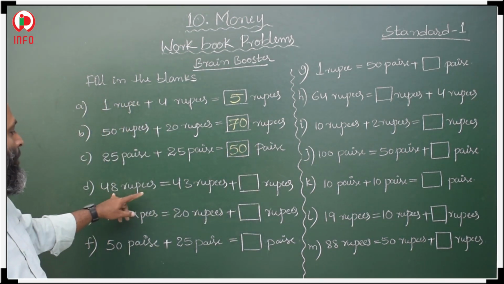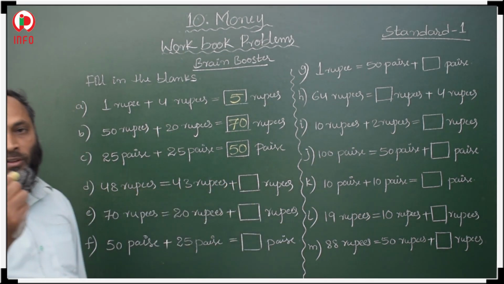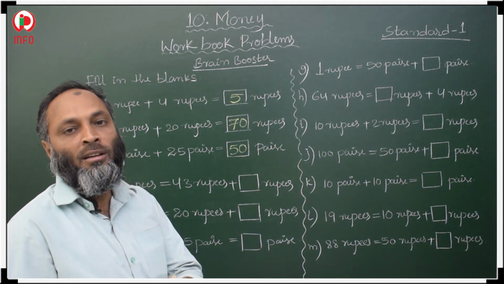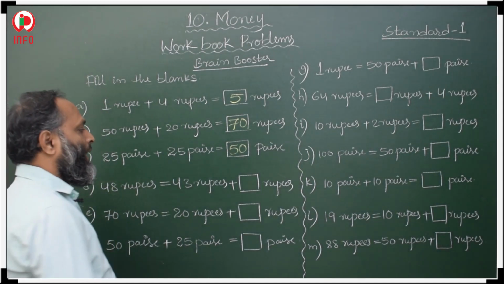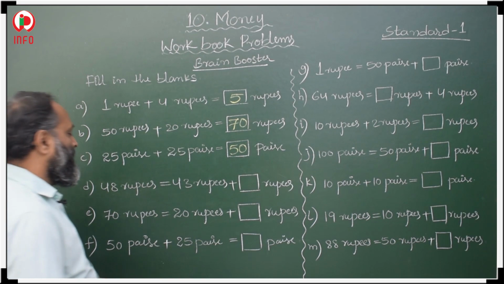Now here, 48 rupees is equal to 43 plus how many rupees? 43, 44, 45, 46, 47 and 48, so 5 more. 5 rupees. 43 plus 5 is 48 rupees.